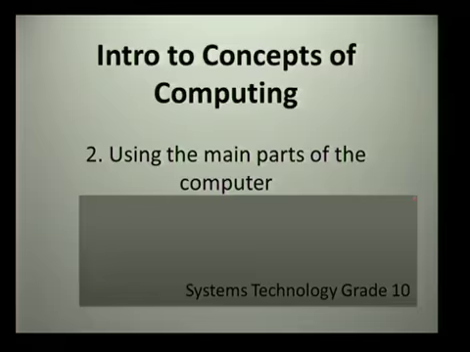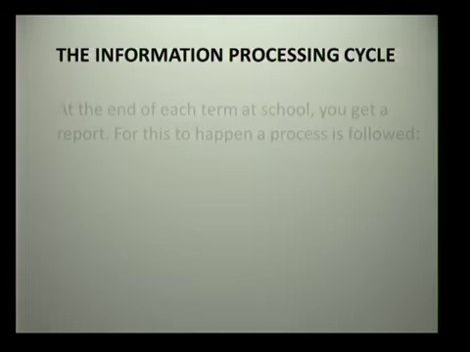So I'm going to give you an example in terms of understanding this process, and hopefully you will know how to use a computer. Now, this process that we're going to look at is called the information processing cycle. It's a process that has to take place in terms of using your computer, where we look at input, output, processing, as well as communication. Now, look at this example.